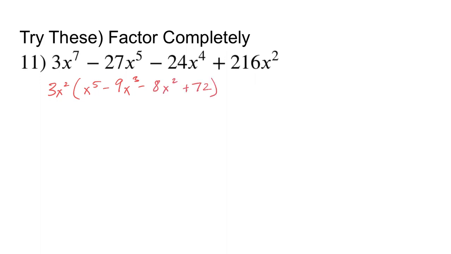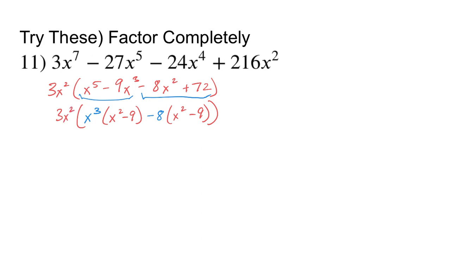Okay, now factor by grouping again. So we'll look at these first two terms. Let's see here, what can I pull out? An x to the 3rd, and what am I left with? X squared minus 9. What about the next two terms? What can I pull out there? How about a negative 8? And then what am I left with? X squared minus 9. Okay, big parentheses, put the 3x squared in front.